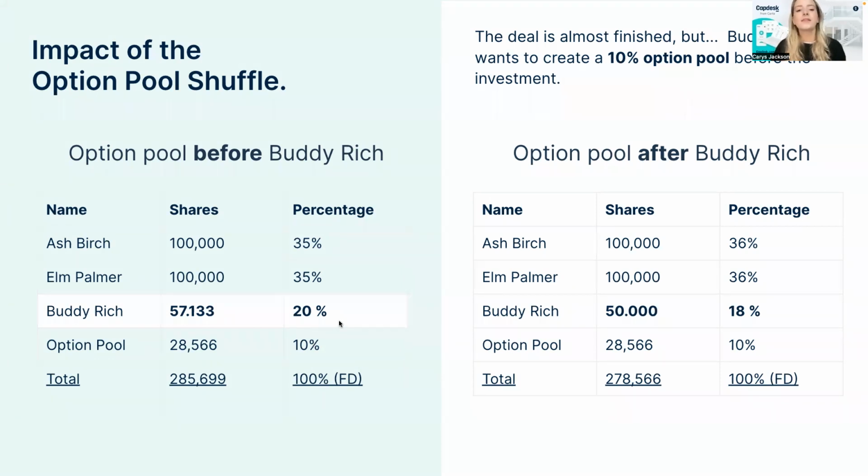So deciding whether to create the option pool before the investment or after the investment is quite clever. For example, if they had decided to create it after the investment, you see their percentage has actually gone up here because they've not had to fund as much of the pool. And Buddy Rich, his percentage has gone down. So the option pool shuffle is a very, very useful negotiation tactic for both investors and entrepreneurs. So now we have our option pool set up. Let's discuss how the options investing works.